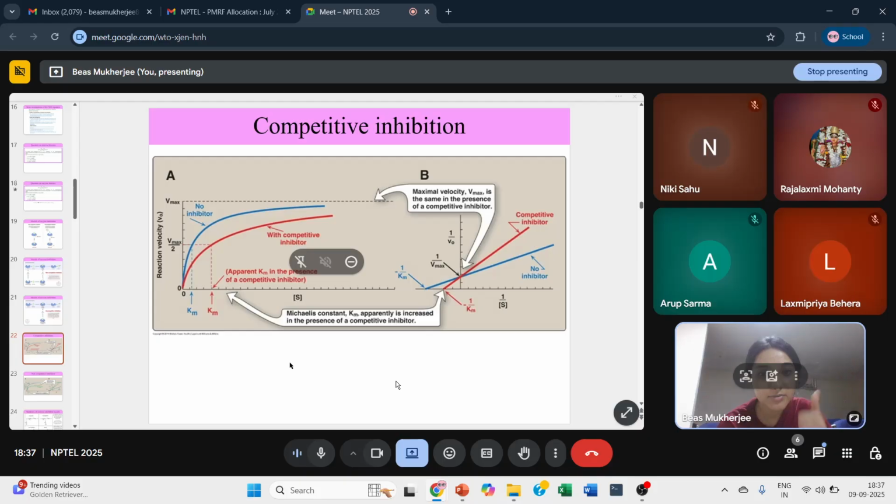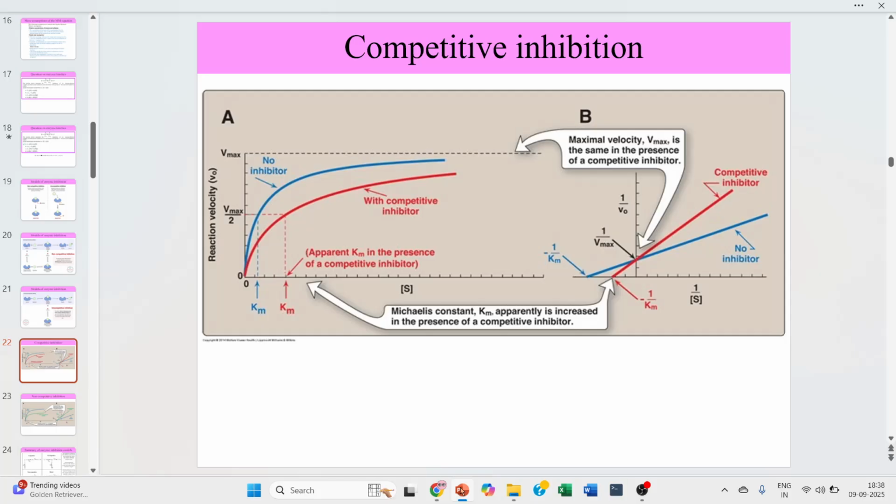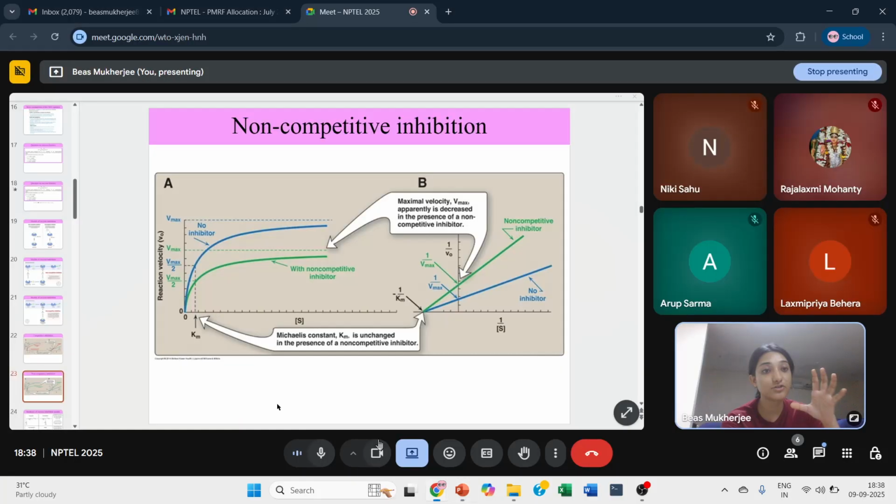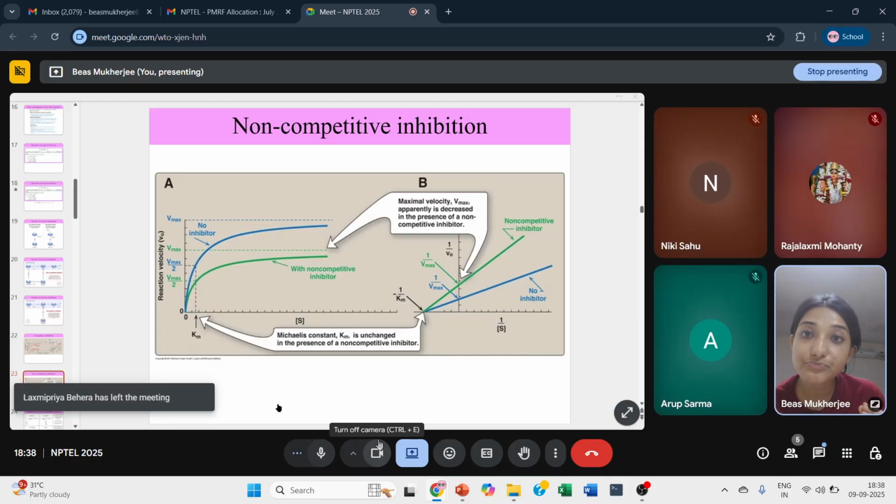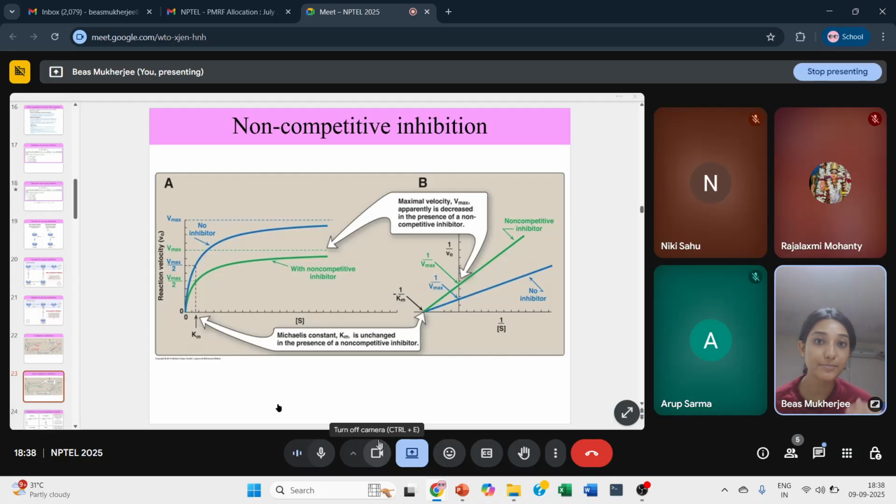For competitive inhibitor, there is a change in the Km, right? Because it is affecting the affinity of the enzyme for the substrate. But there is no change in Vmax. Vmax is the same in the presence of competitive inhibitor, but Km is increased. Now these are things that you have to remember because there will be questions in which they will ask you all this. For non-competitive inhibition, Vmax is decreased in the presence of a non-competitive inhibitor, right?